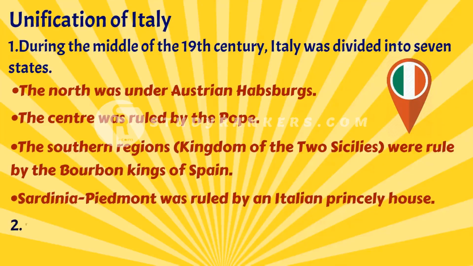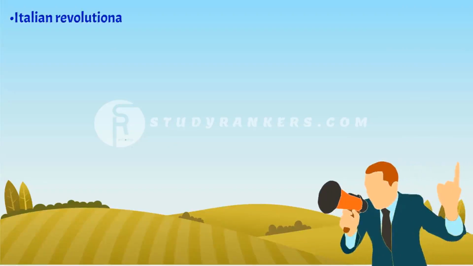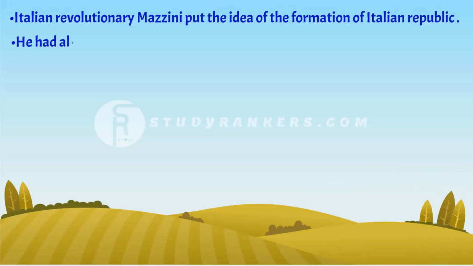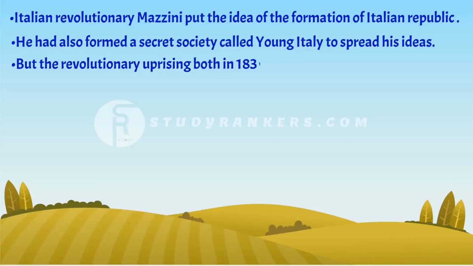Also, the Italian language, which we know today, had not acquired one common form and had many regional and local variations. So, there were great differences. We have already studied the Italian revolutionary Mazzini, who put forward the idea that the formation of an Italian Republic alone could be the basis of Italian liberty. He had also formed a secret society called Young Italy to spread his ideas. However, the revolutionary uprisings in both 1831 and 1848 failed at unifying Italy.